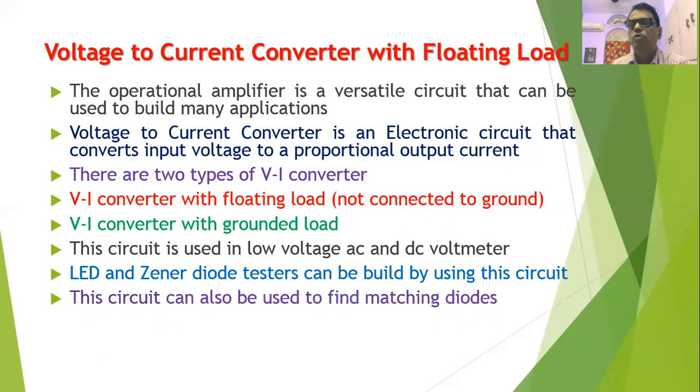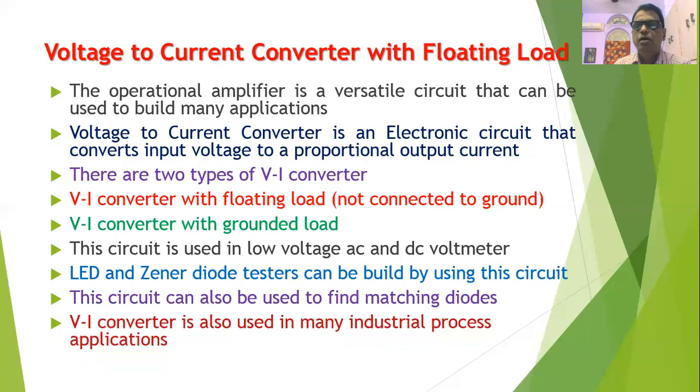Whenever you want to find matching diodes, where the characteristics of the diodes match each other, this circuit can also be used. VI converter is also useful in many industrial process applications. This is a small circuit, and even then you will find that there are a large number of applications of this circuit.